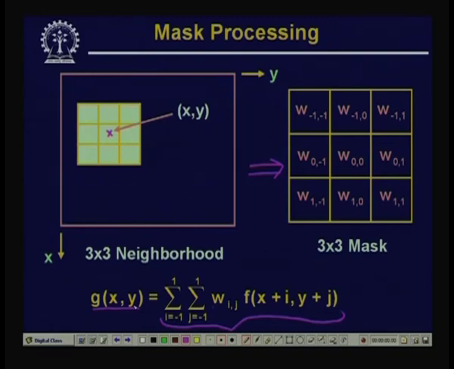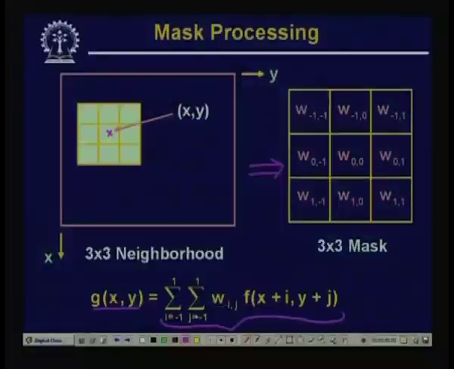So, by mask processing operation, this is the mathematical expression we get: g x y equal to the summation of w i j into f x plus i, y plus j. You have to take the summation of this product over j varying from minus 1 to 1 and i varying from minus 1 to 1. So, this is the operation that has to be done for a 3 by 3 neighborhood, in which case we get a mask again of size 3 by 3.